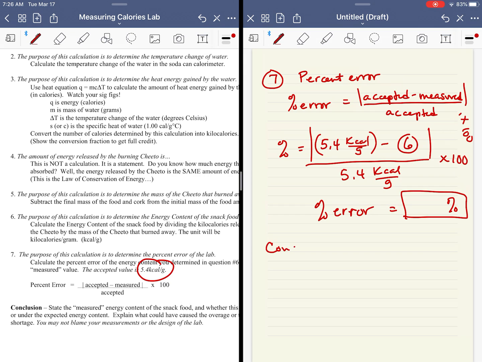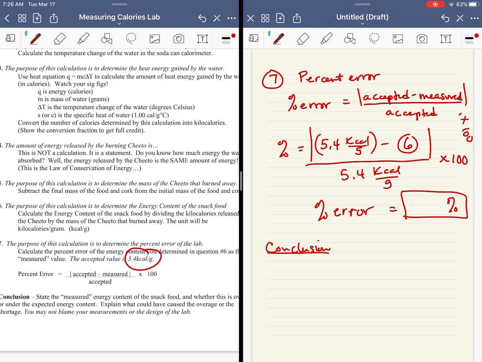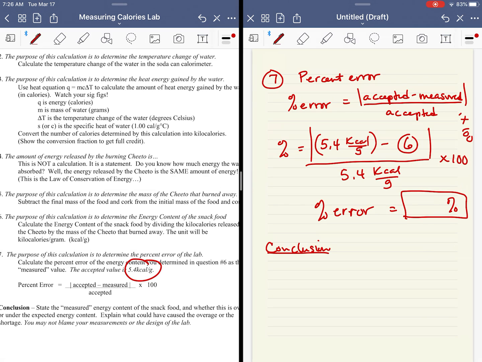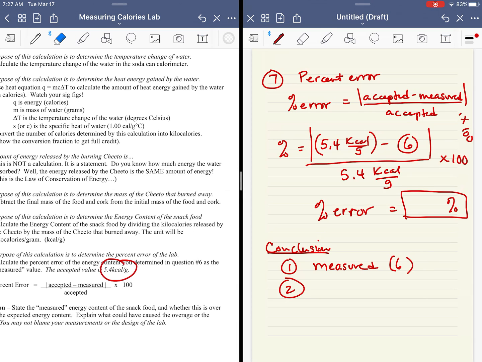The conclusion is essentially you're basically stating your measured energy, that's the first sentence, which is what you got from number 6. Okay, this is really messy right here. So in your conclusion statement, first sentence, you should tell me what your measured energy content is. That's what you got from number 6. You're going to do this all using sentences. I'm just outlining the structure of what this paragraph should look like.